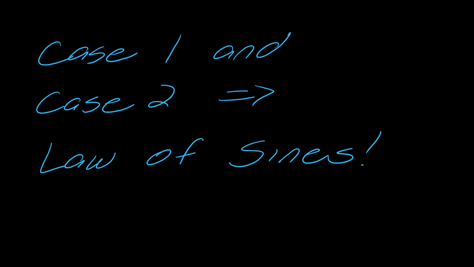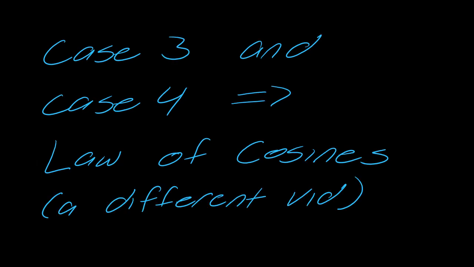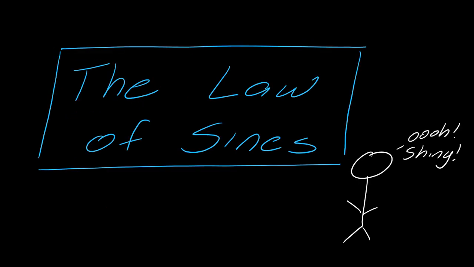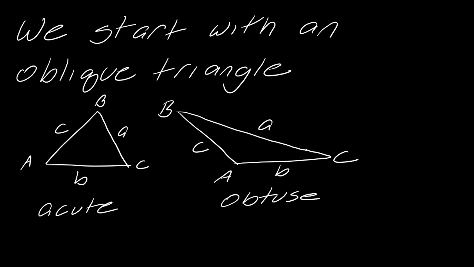So for case 1 and case 2, if you have those types of congruency, we're going to use what's known as the law of sines, and that's what this video is about. For case 3 and case 4, we're going to use the law of cosines. That's a different video. But basically, when those conditions hold, we can figure out the different sides of an oblique triangle. So now we're going to talk about what the law of sines is, and I'm going to explain where it comes from. So just a quick little proof.